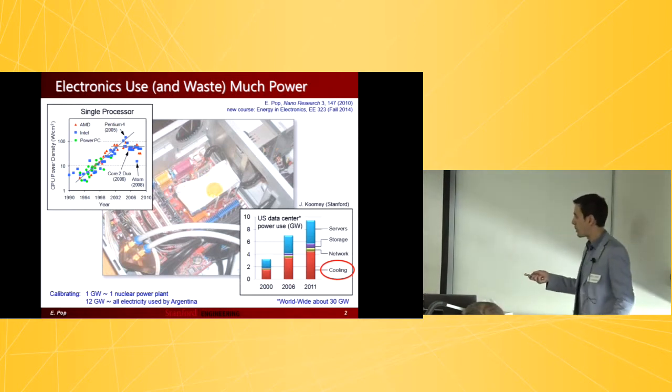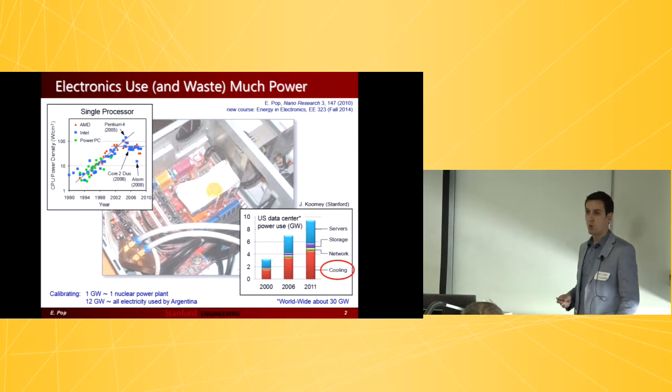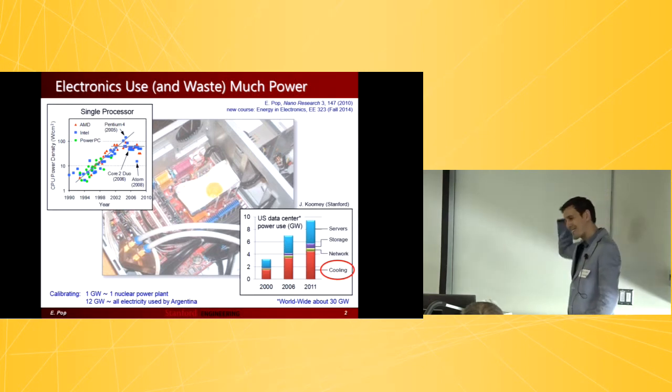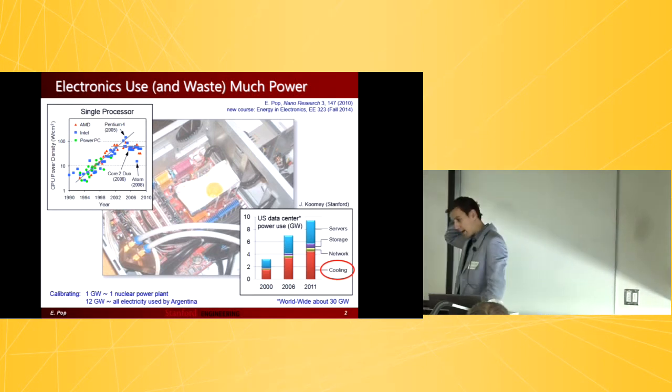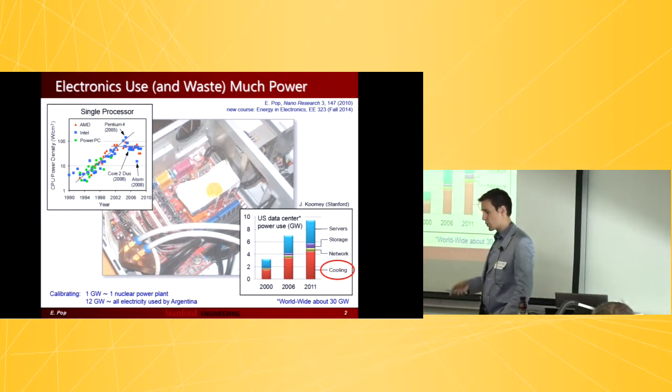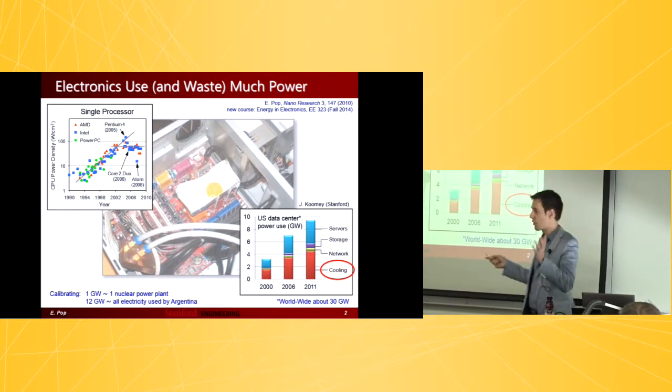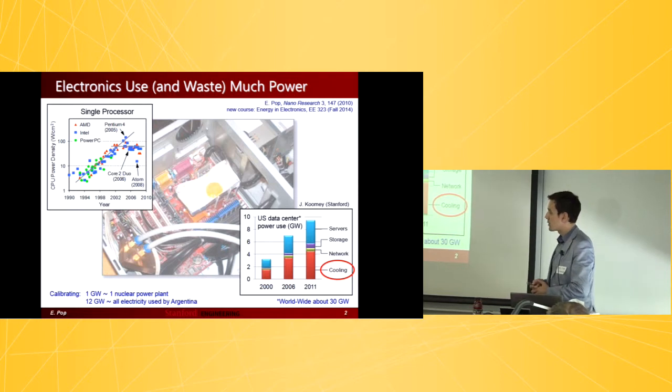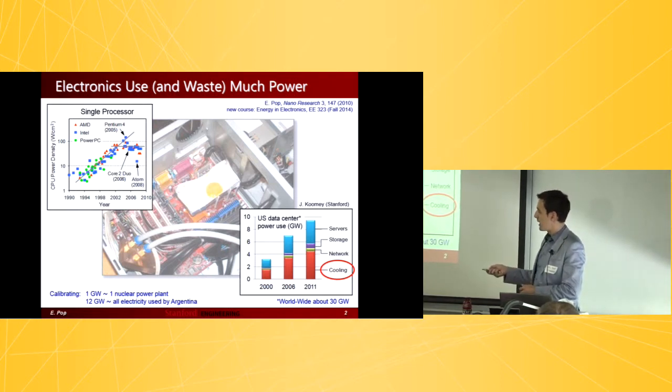Worldwide, I am told by people who study these things that the data centers in the whole world are about 30 gigawatts. And again, like I said, these are very large numbers. And I'm more used to working with nanojoules and femtowatts or femtojoules and nanowatts, those kinds of numbers. So I looked it up. A gigawatt is the power generated by one large nuclear power plant, and 12 gigawatts is the electricity used by the entire country of Argentina, right? So the data centers in the US today are using as much electricity as the country of Argentina, just to kind of put things into perspective.